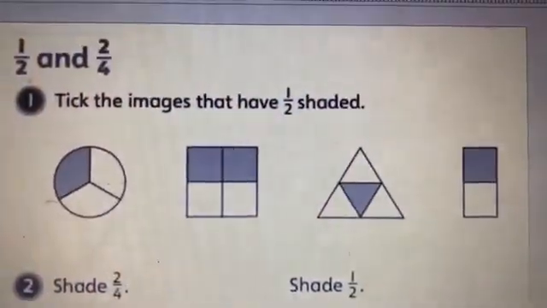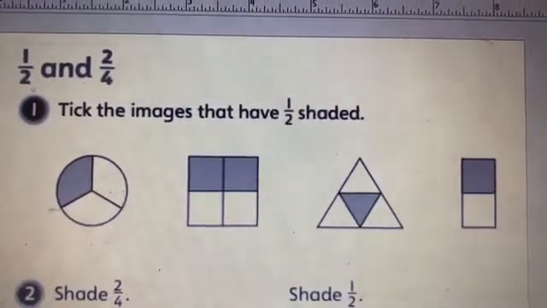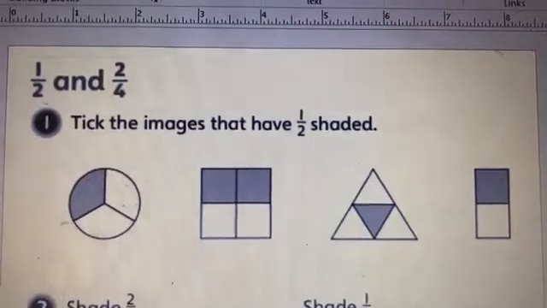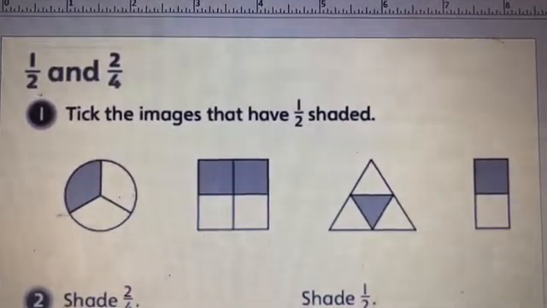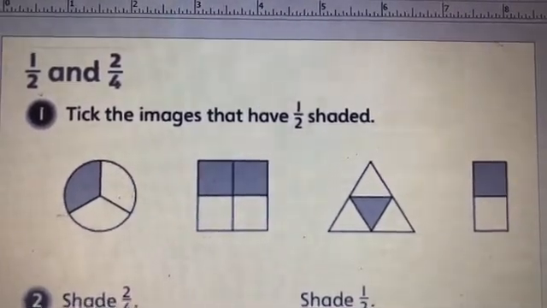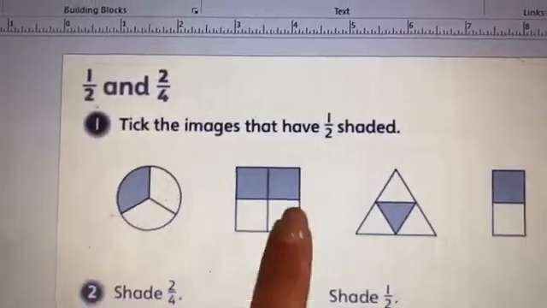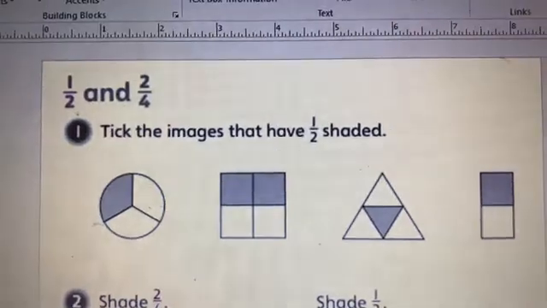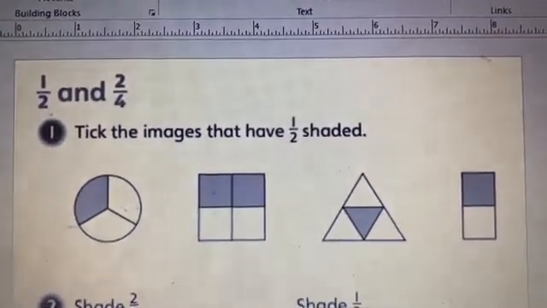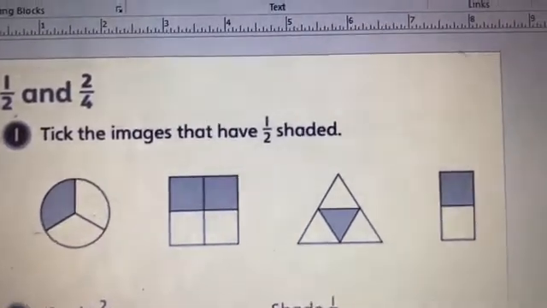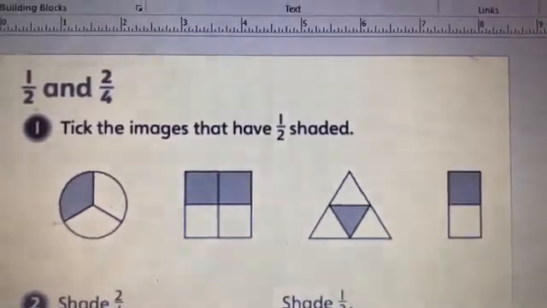Okay, question number 1. It says tick the images that have half shaded. So which ones have half shaded? Now remember, they might be cut into different equal parts, but remember what half is the same as. So what I'd like you to do is write 1, 2, 3, 4 and tick it or cross it whether it's got a half. Or you can draw the pictures out in your books and you can give it a tick if it does show a half.